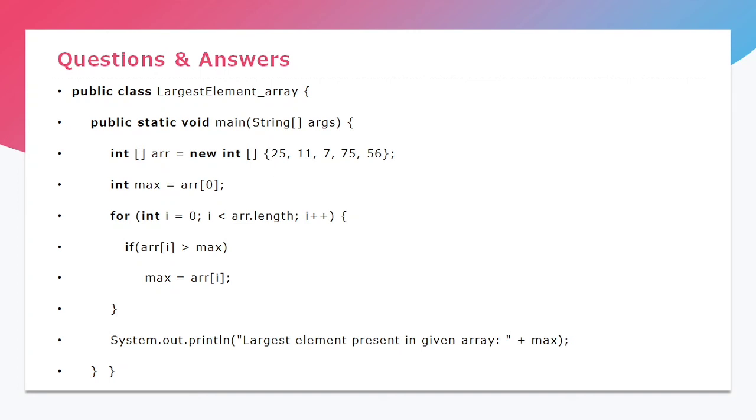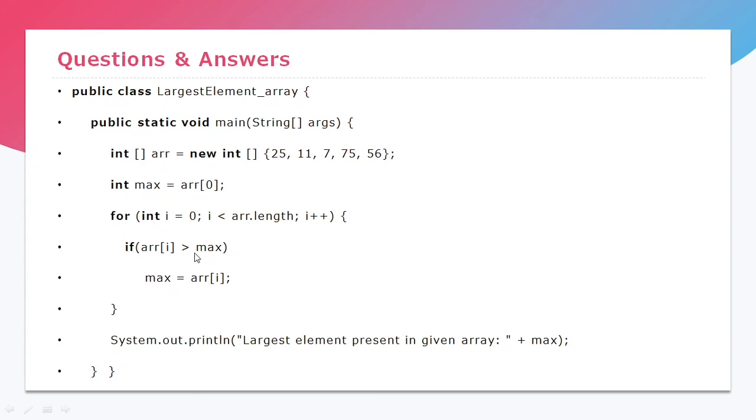So let's continue with the program. Here we have int max equal to arr[0]. As I mentioned, let's suppose 25 is the max value, the first value. So arr[0] means 25. And for (int i = 0; i < arr.length; i++), we have to iterate over the array. So let's see the logic here.